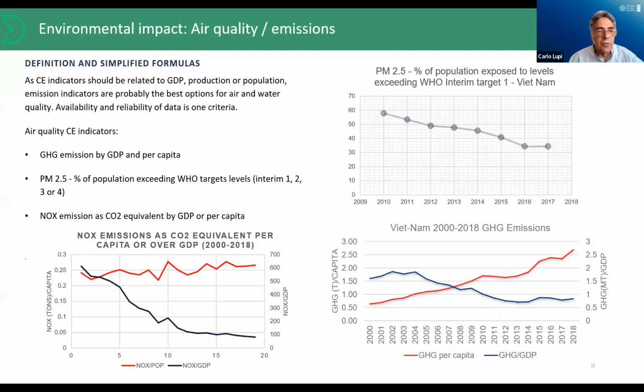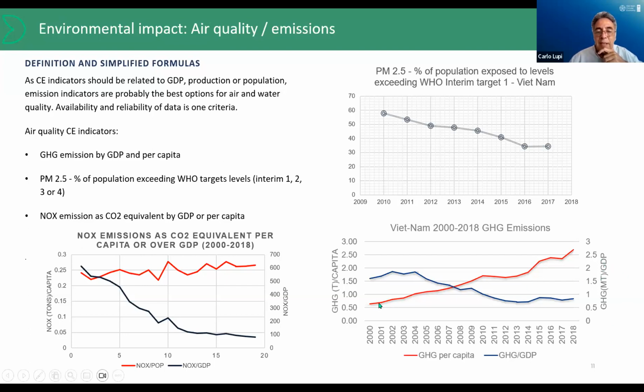So I have only 2 slides. Another indicator is environmental impact, air quality emissions. I'm not discussing water quality because obviously we don't have time, but the situation is the same, namely how to relate air quality to the economy. Obviously, the most obvious indicator is calculating the greenhouse gas emission per capita and per GDP.